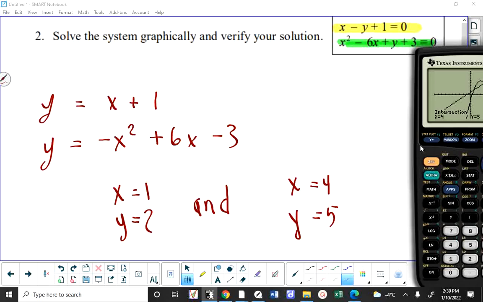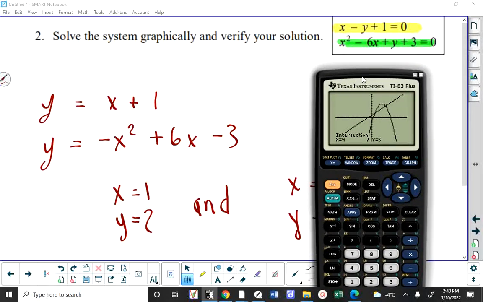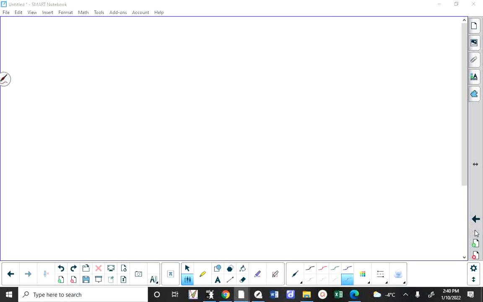Put 1 in for x in the second equation. If you get 2, then 1, 2 is a solution to the system, and you will. Then you repeat it with 4, 5. Does anybody have any questions with how you would verify it if you wanted to? Okay. All right. Piece of cake. Example 3.